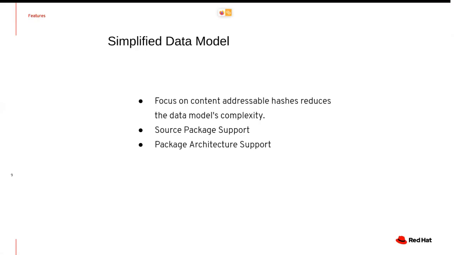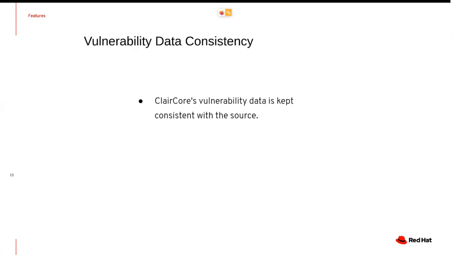Vulnerability data consistency basically involves us creating data consistency business logic in our vulnerability database application code. In short, that just means that when we go out to a vulnerability source on day one, we go and we index everything.